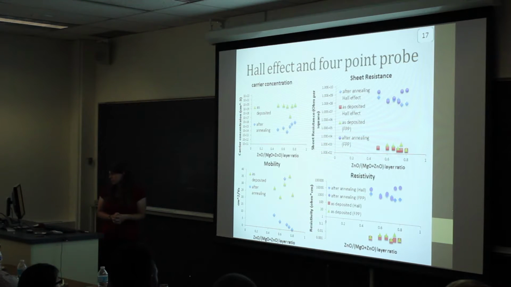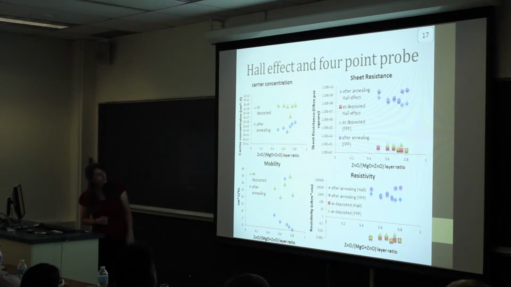So electrical properties, this is the Hall effect and 4-point probe data. So what you can see is that after annealing, the carrier concentration and mobility go down, which is what you would expect. Also, the sheet resistance and resistivity go up after annealing.